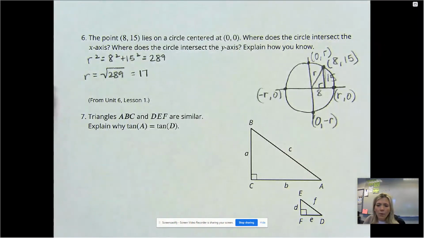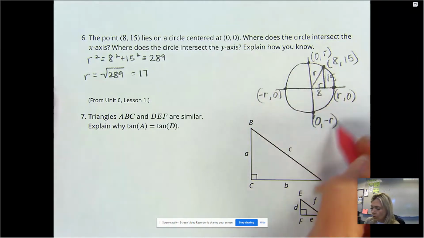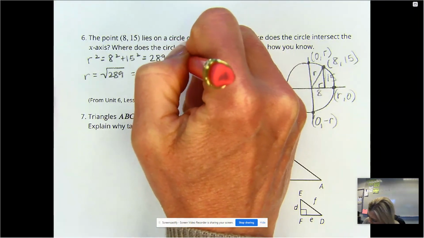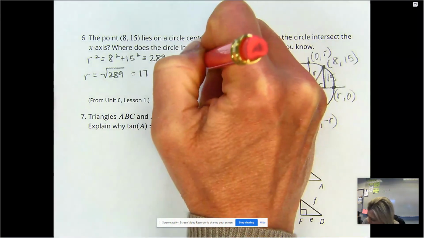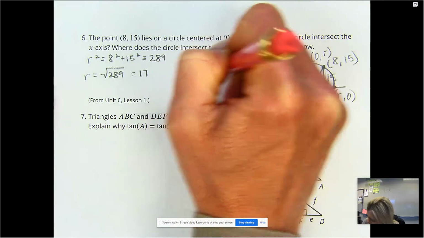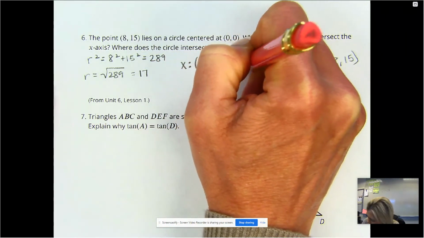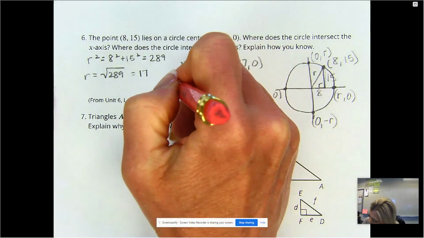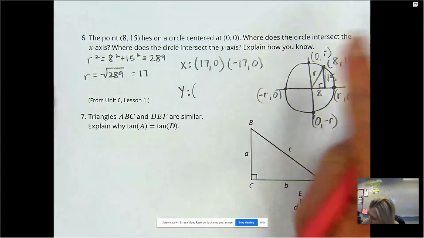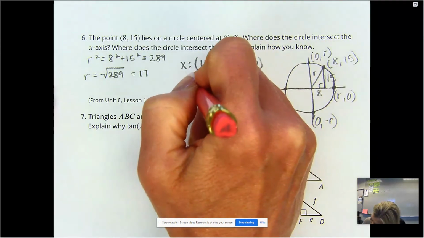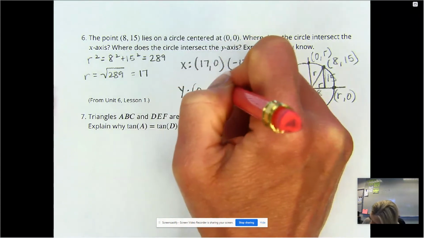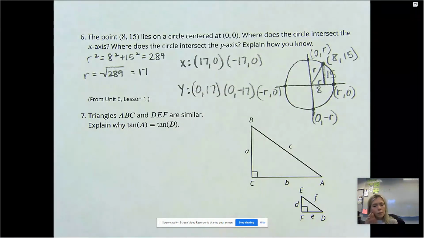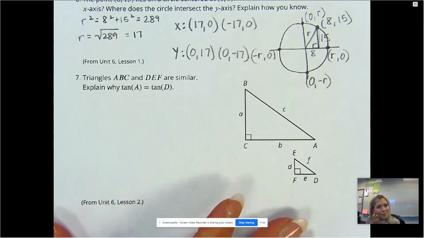And so thinking about how we label these in reference to the radius, it will intersect the x-axis when x is 17 and y is 0. Also when x is negative 17 and y is 0. So those are those 2 points. And then it will intersect the y-axis here and here: when x is 0, y is 17, and when x is 0, y is negative 17. So those 2 points. All right, finally, number 7.